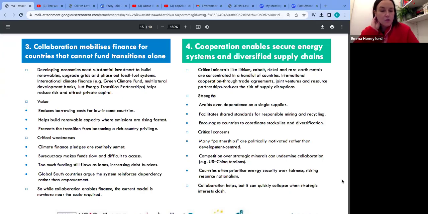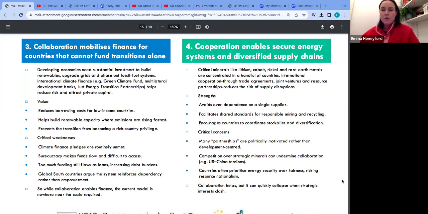And Global South countries argue the system reinforces dependency rather than empowerment, especially those countries that feel the Western world has exploited their resources, but they now have to pick up the pieces and then be further indebted to Western countries. So again, it's that idea of climate injustice.